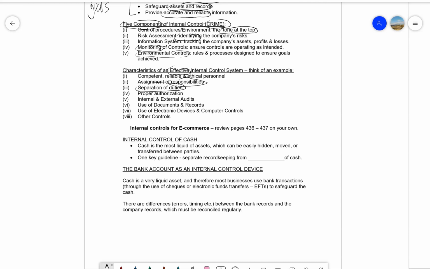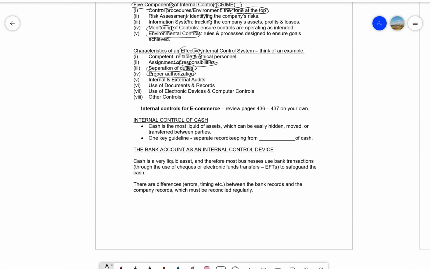The fourth item is proper authorization, and this one's fairly straightforward. We want to make sure that, for example, any large purchases have proper authorization made before the purchase can go ahead. The fifth characteristic deals with audits.